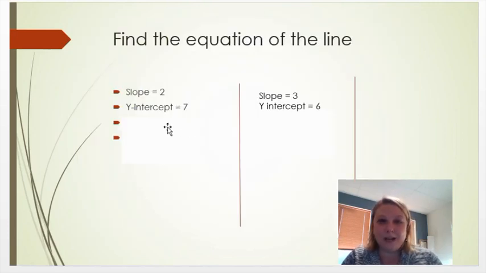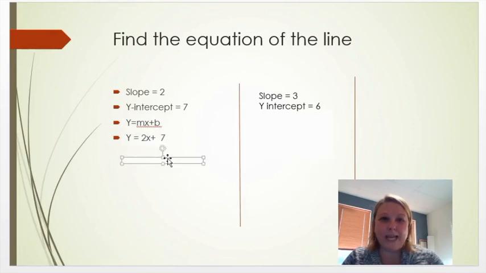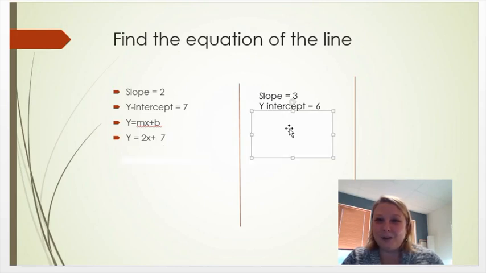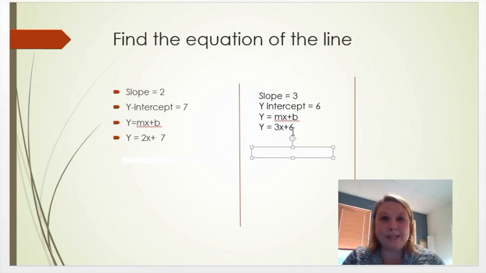So let's look at this. What's the equation of the line if the slope is 2 and the y-intercept is 7? Now we're taking y equals mx plus b and plugging it in. y equals 2x plus 7. Same over here. Slope is 3, y-intercept is 6. Put it into your y equals mx plus b: y equals 3x plus 6. And then by looking at that, you know that 3 is the slope, and a positive 6 is where it crosses the y-axis.